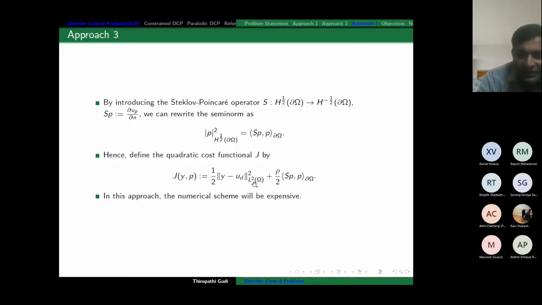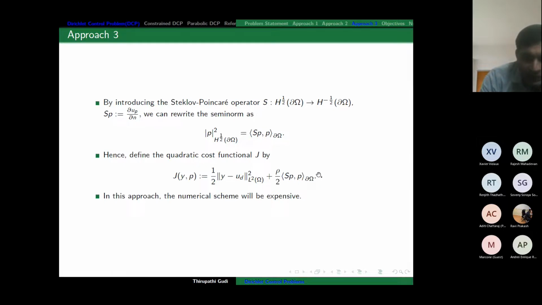The first term remains the same. In the second term, you see that it involves the Steklov-Poincaré map, and this is non-negative. So this is a non-negative functional, and this makes sense.